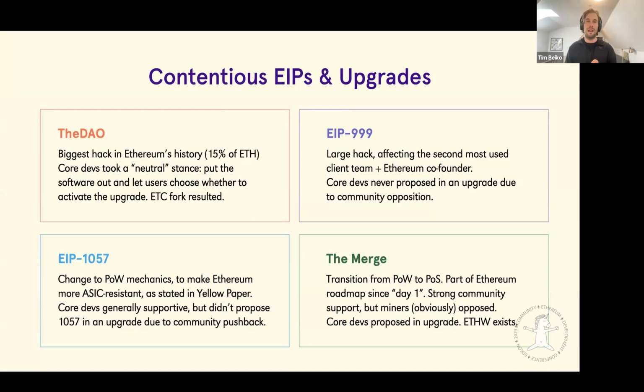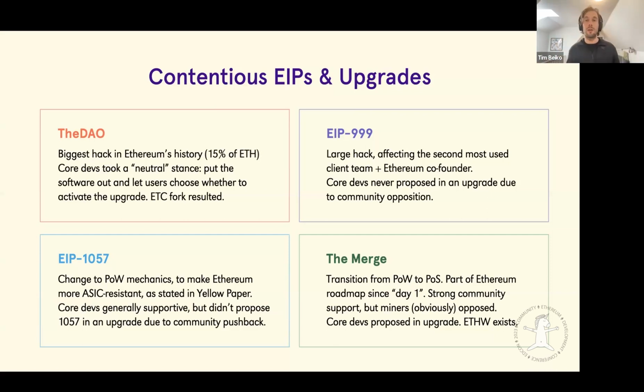And there were a lot of differing opinions about how we should approach this. Should we recover the funds? Should we not? In this case, what core devs did is they put out software which allowed users to signal whether or not they wanted to run this upgrade, which would return people's money. So this was, I think, a pretty neutral approach. Then most of the community rallied around reversing the hack, and a small part of the community didn't, and this is where Ethereum Classic comes from, right? The version of Ethereum where this hack happened and was not changed after the fact.